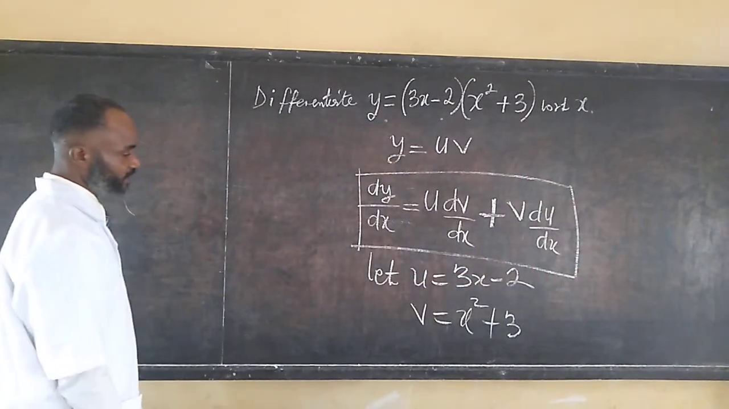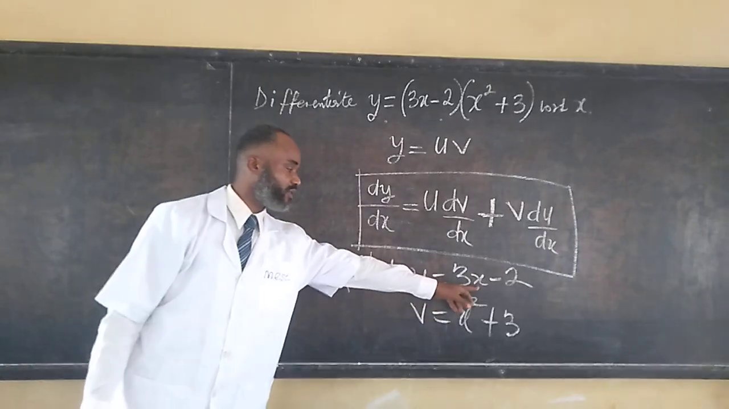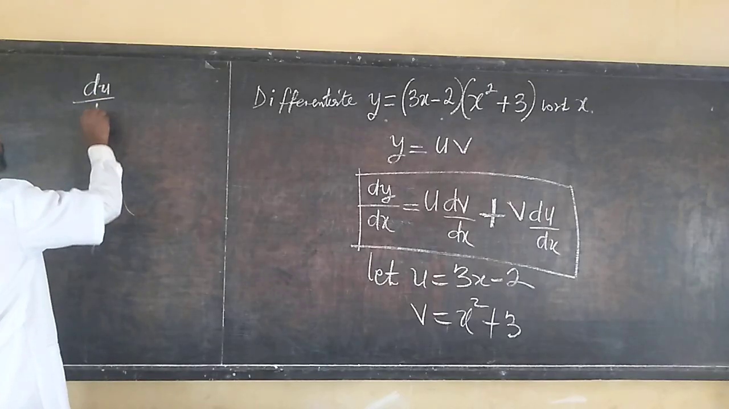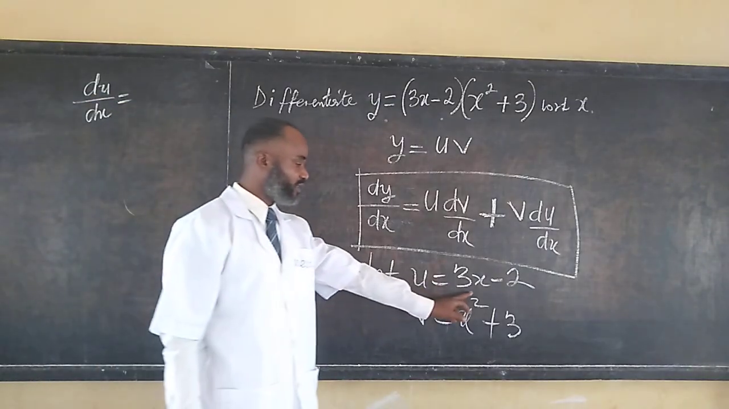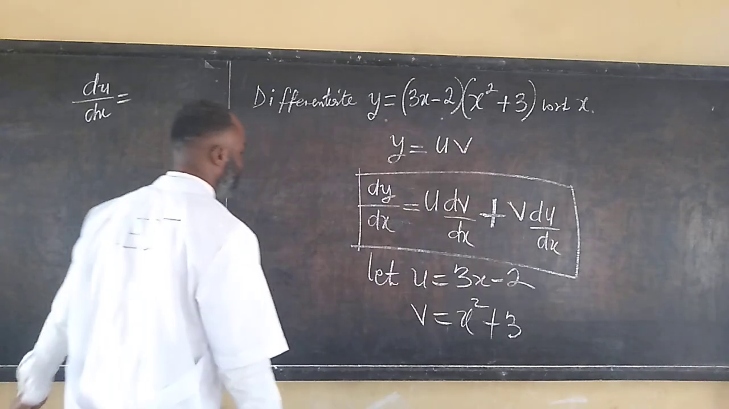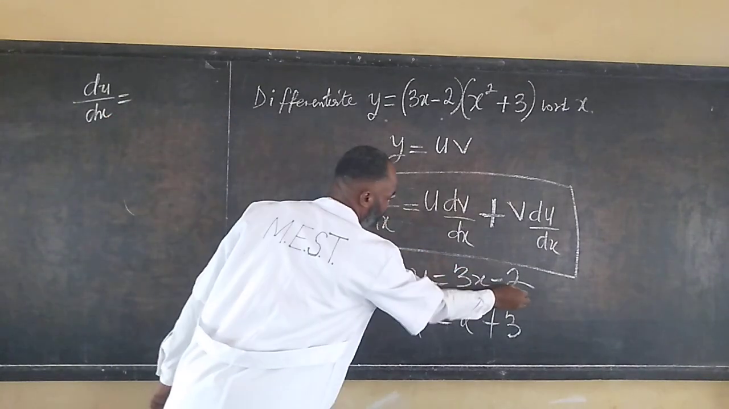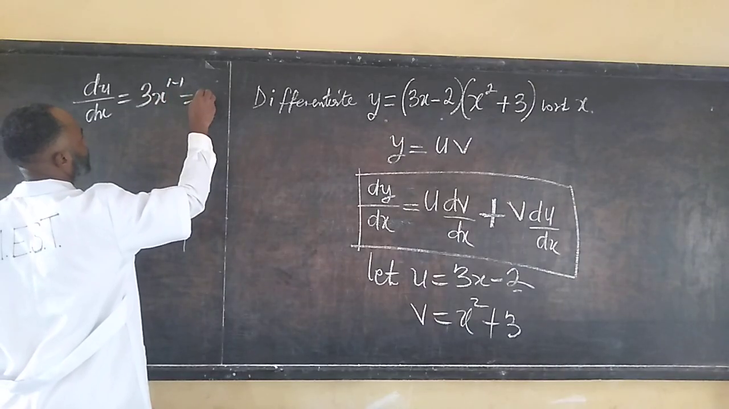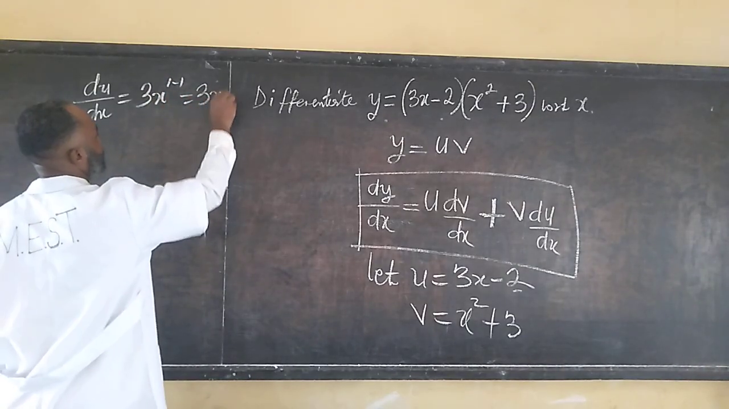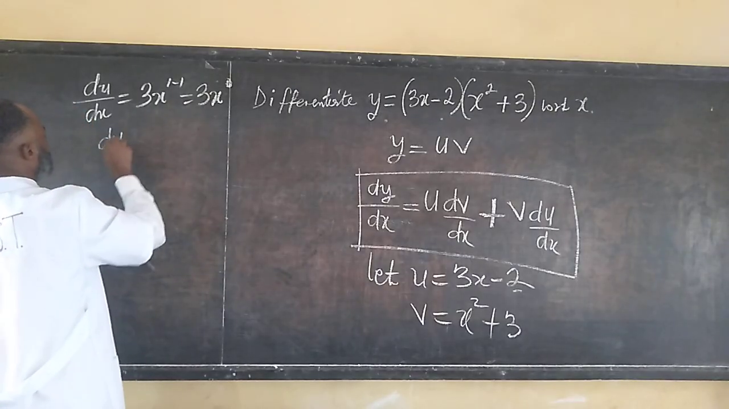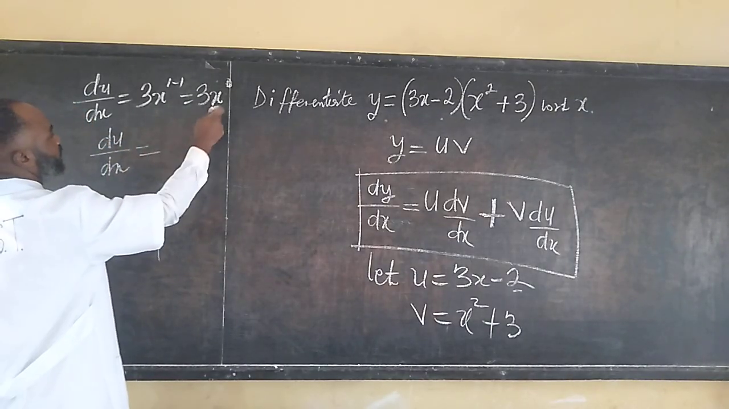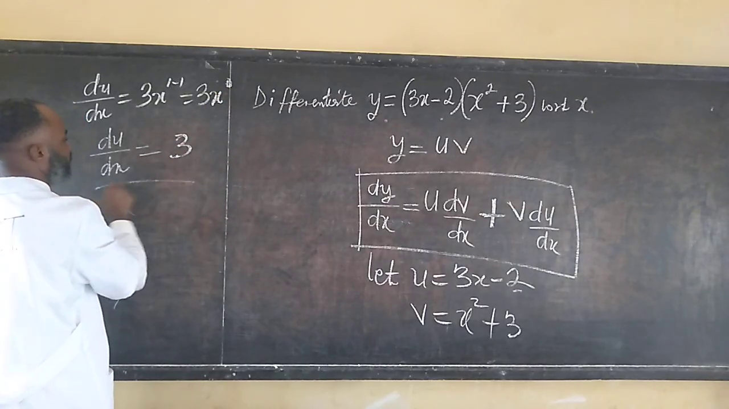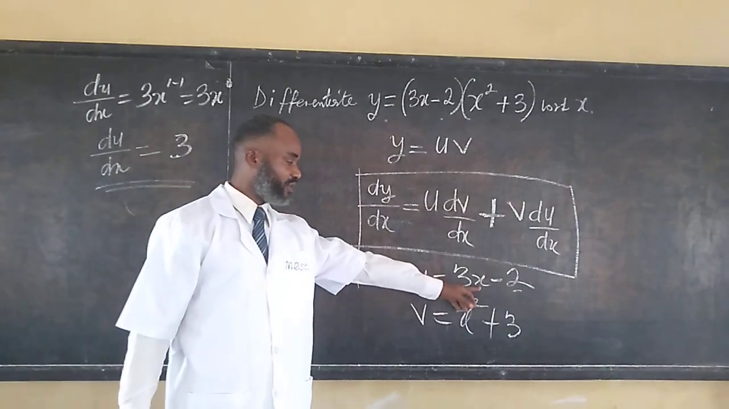So let's go. Let's differentiate u with respect to x. It becomes du/dx. So we have 3x minus 2. When you differentiate a constant term, it vanishes. When you differentiate this, it becomes 3x raised to the power 1 minus 1, which is 3x raised to the power 0. So du/dx is equal to x raised to the power 0, which is 1, times 3, which gives us 3. So we have this for du with respect to x.